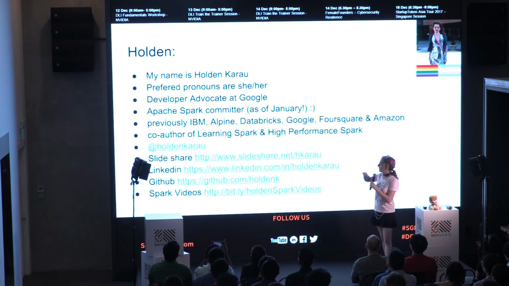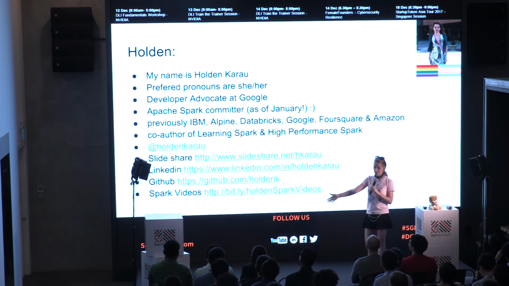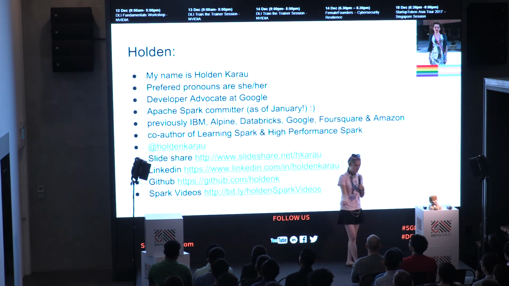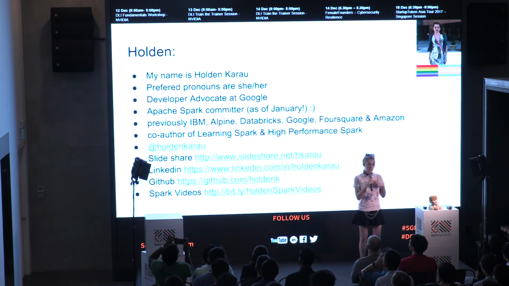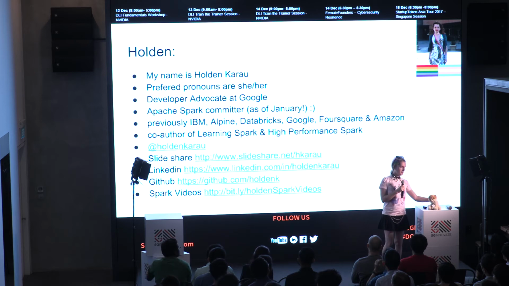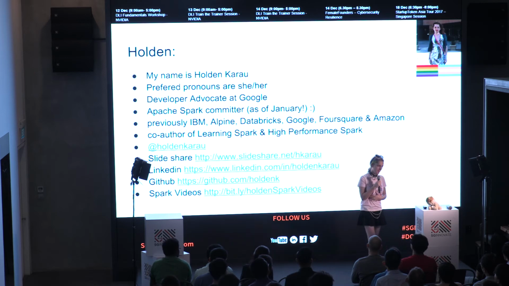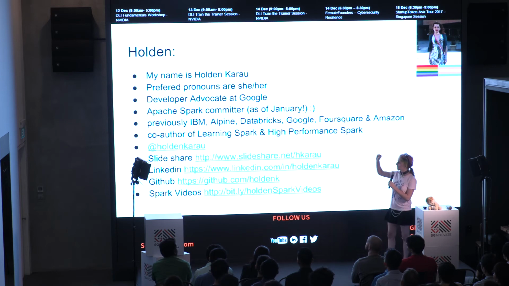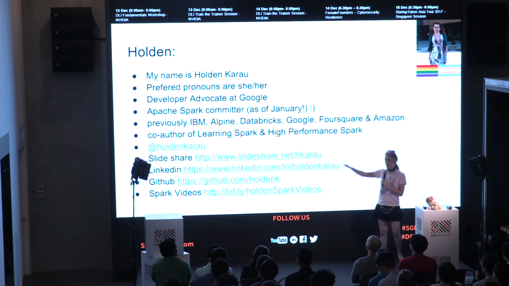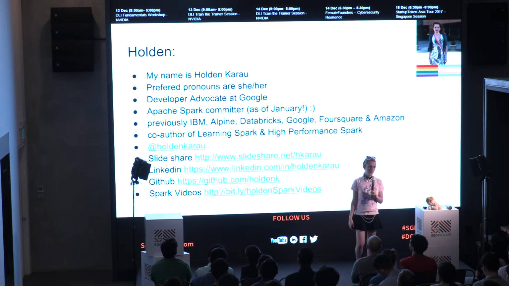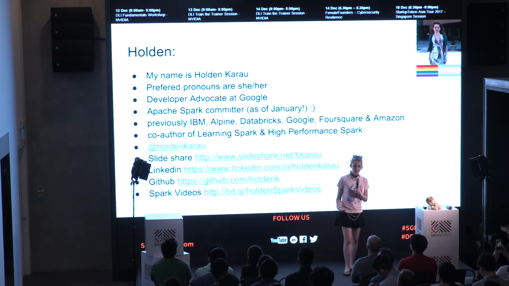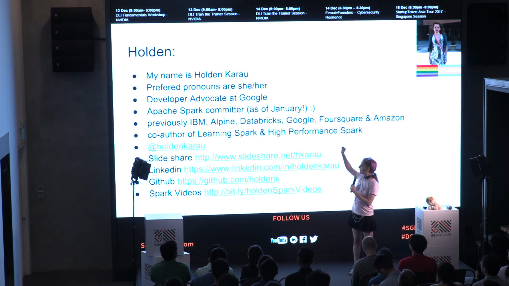So my name is Holden. My preferred pronouns are she or her. It's tattooed on my wrist. I am a developer advocate at Google, which is lovely. They pay both me and Boo money. Boo is saving up to buy some new toys to play with, and I am trying to pay rent in San Francisco. I am a Spark committer as of January, but what I say is not necessarily the views of the Spark project or necessarily the views of Google. They're my own views from drinking too much coffee and living in a windowless room.